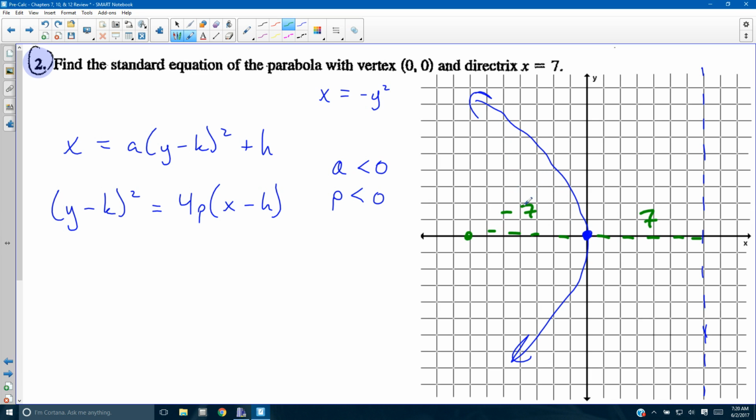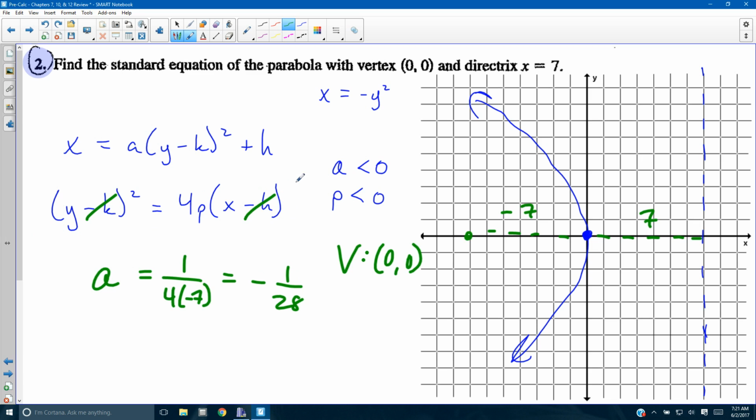They're not asking us to find the focus, but we did need the p-value. P-value is negative 7, and a is 1 over 4p. So a is 1 over 4 times negative 7, which is negative 1 over 28. So this will help me for my equation on top or bottom. The vertex, by the way, is at 0, 0, h, k. So this y minus k stuff and x minus h stuff won't matter.